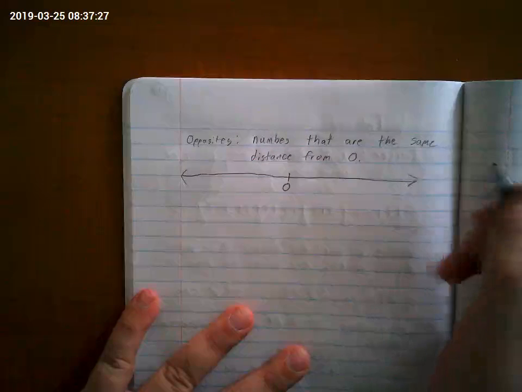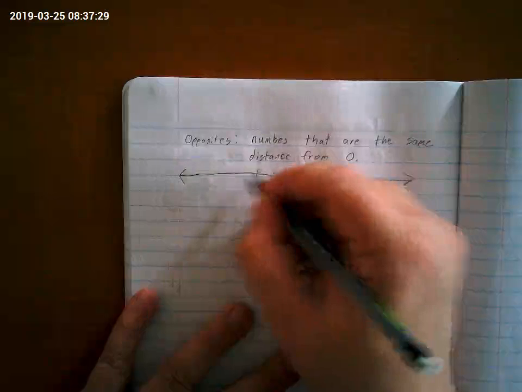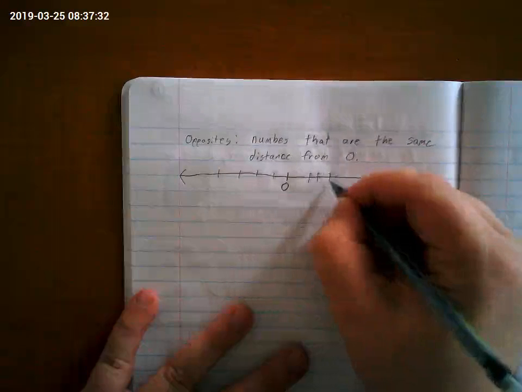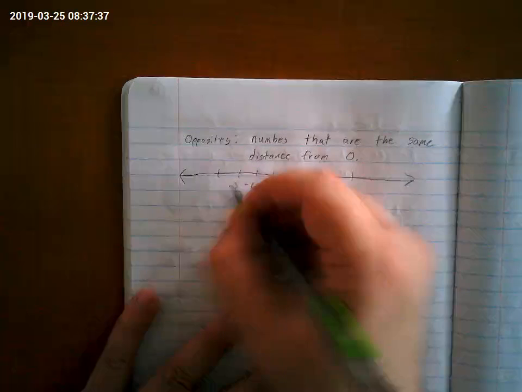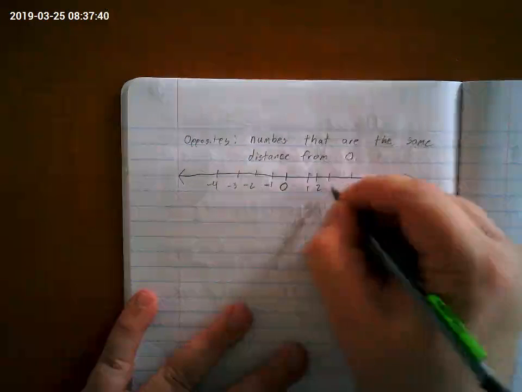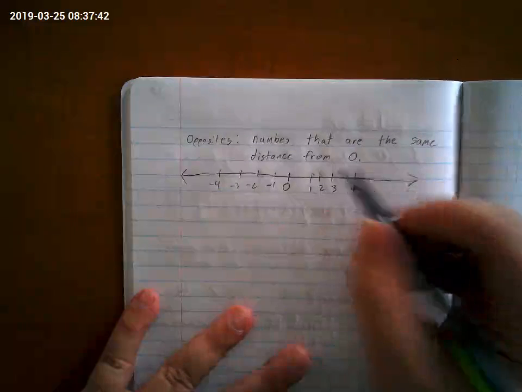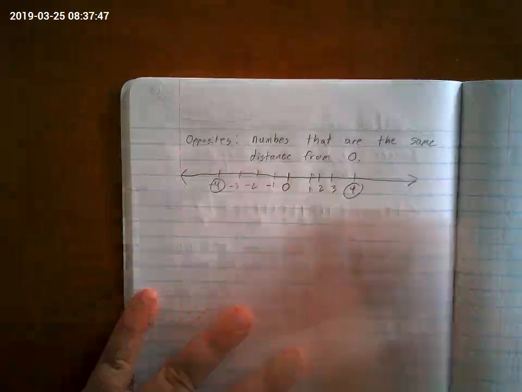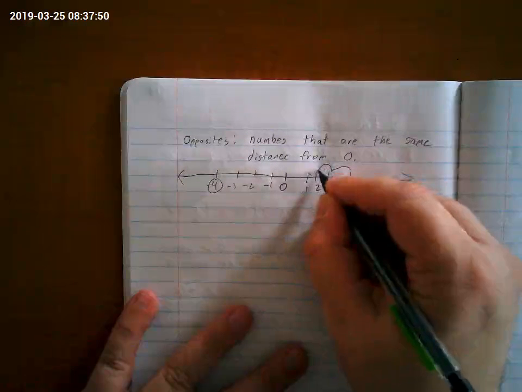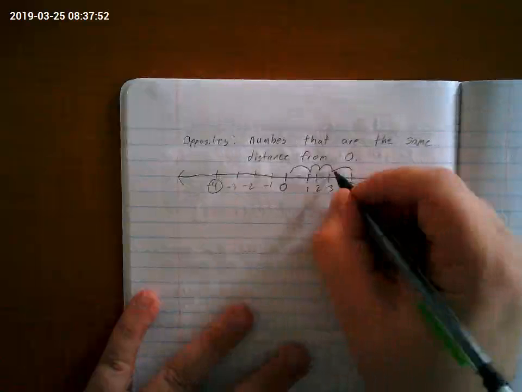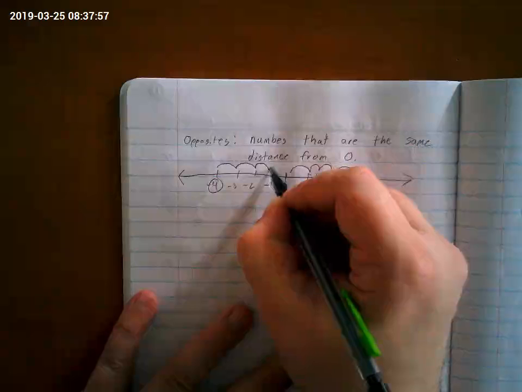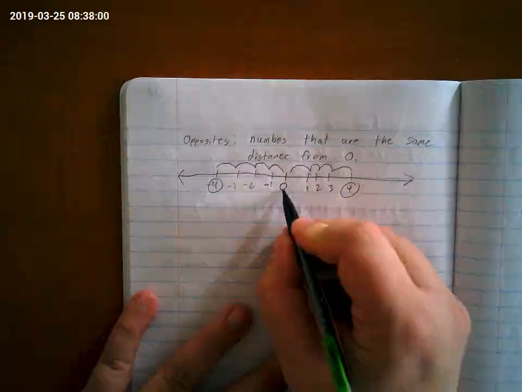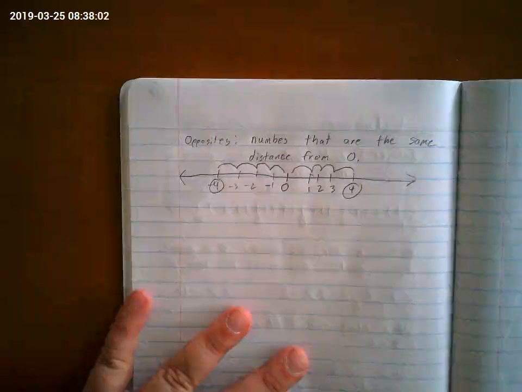Here's 0. And let's say 1, 2, 3, 4. 1, 2, 3, 4. Alright, so that's -1, -2, -3, -4. 4 and -4 are opposites because they are both 1, 2, 3, 4 spaces from 0. They are both 4 from 0, so they are opposites.